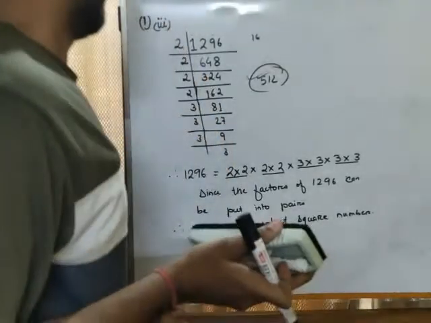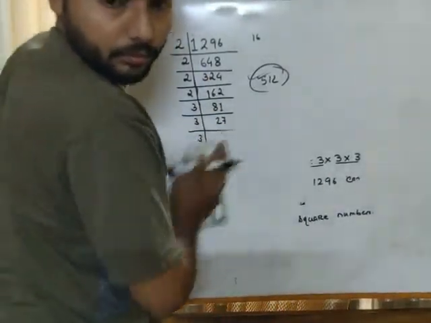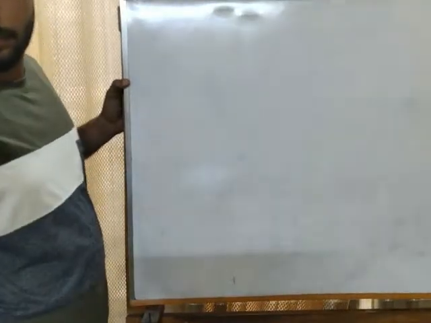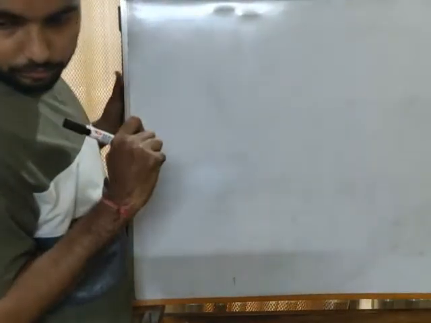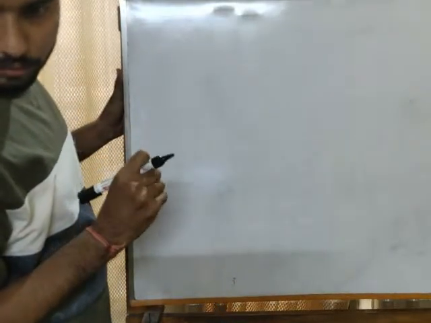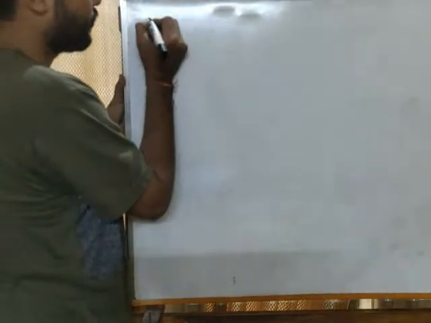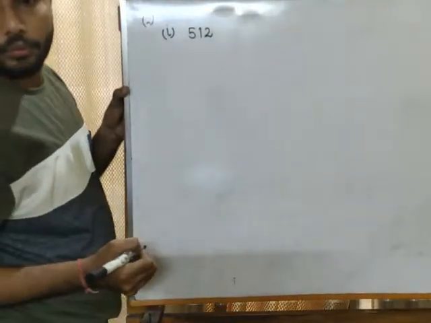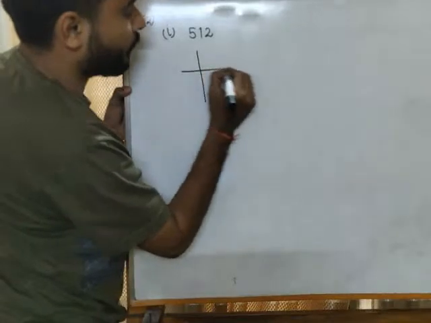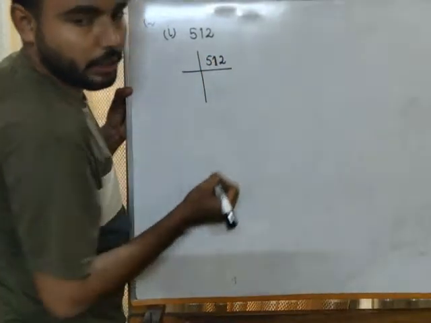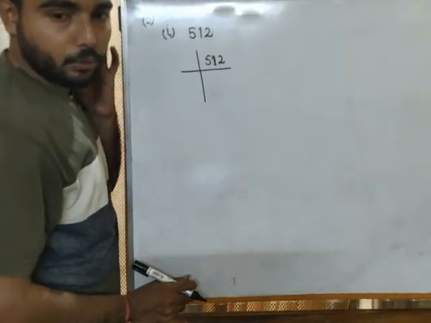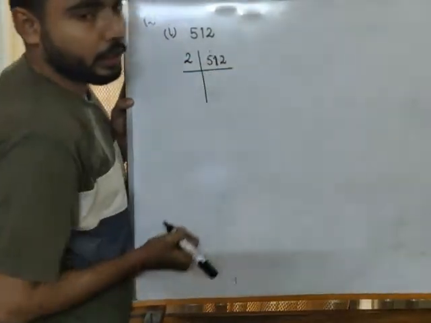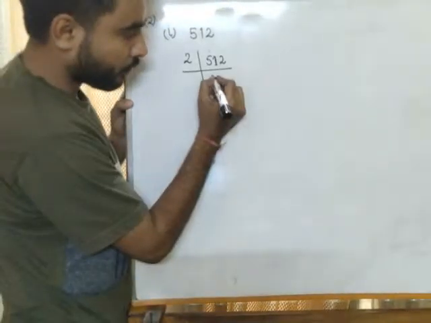So let's see. Number 1 is 512. So to find the smallest number, we will first find the factors of 512. Just like in question number 1, where we were finding factors, similarly here also we will find factors. In the table of 2, 5 won't come directly, so 2 times 4 remains 1.